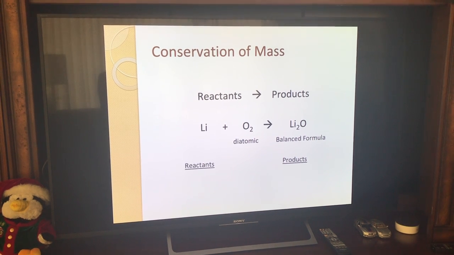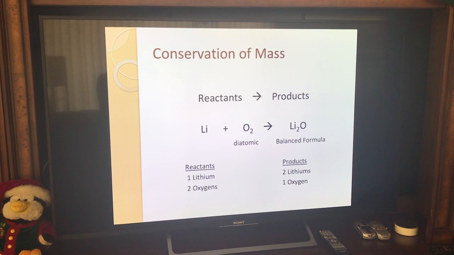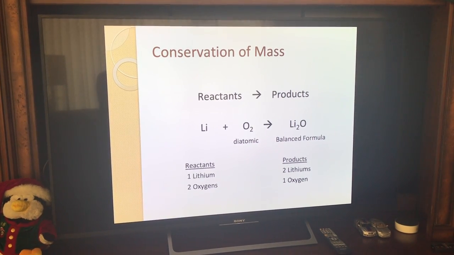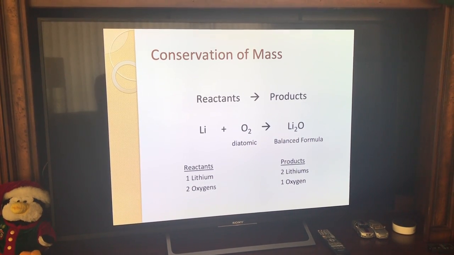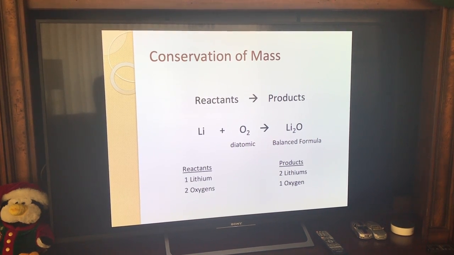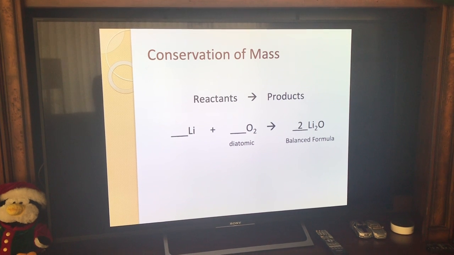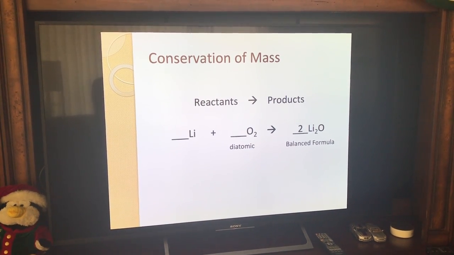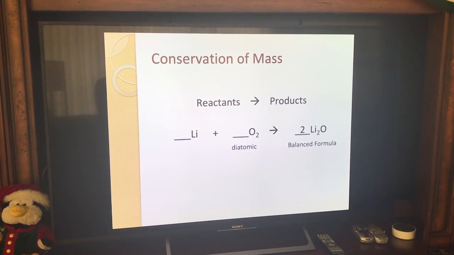That means that somewhere we have created an extra lithium, and if we take a full inventory, we can see that we only have, in fact, 1 lithium on the left, 2 on the right, 2 oxygens on the left, but only 1 on the right. And so this is not a balanced chemical reaction. So in order to balance it, what we do is we put a little line in front of each of the molecules on the product side and the reactant side.